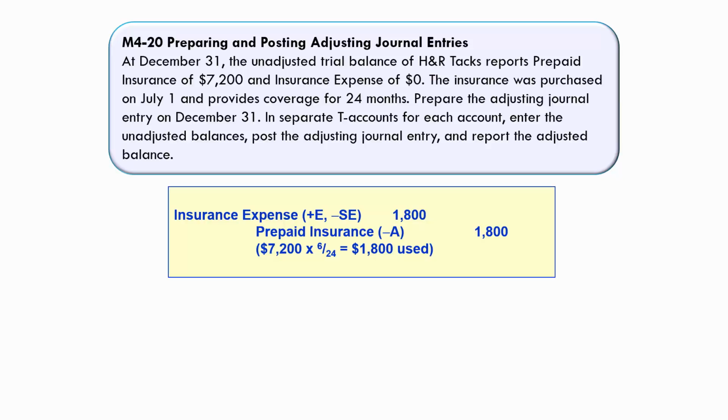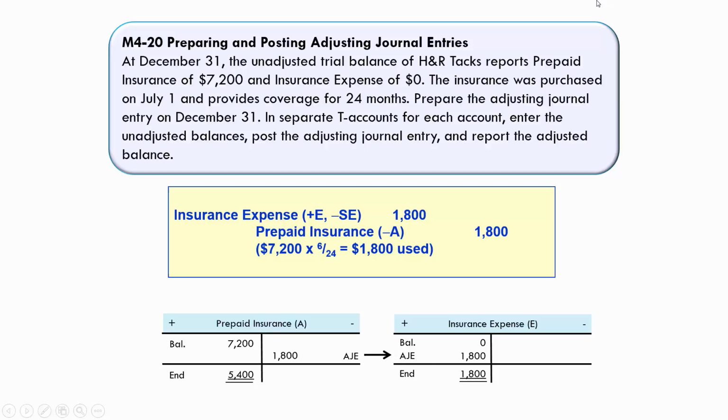$7,200 for a period of 24 months or 2 years, 7,200 divided by 24 is the amount which would be for each month. Now, how many months do we need to take off of our prepaid insurance? July, August, September, October, November, December, 6 months. So 6/24 will be used up of the 7,200.